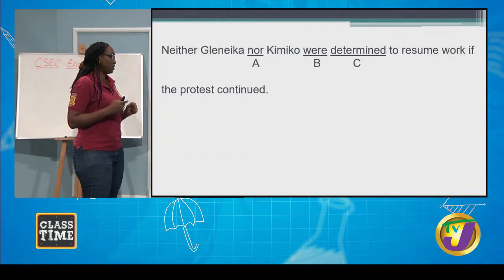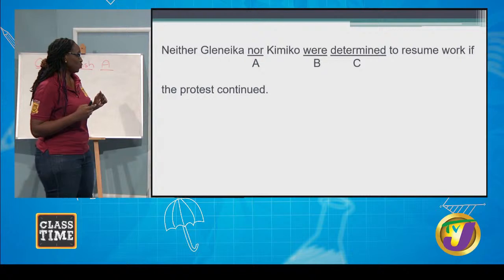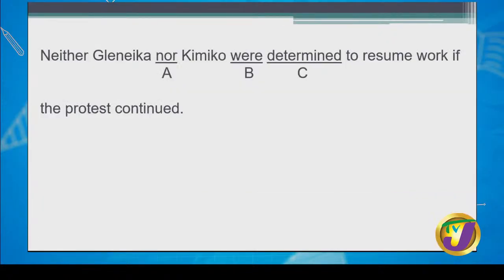Neither Glenica nor Kimiko were determined to resume work if the protest continued. Interesting sentence. Do we have any error? Look very carefully. It's very easy to miss something if you're not looking carefully. And if you say there is an error, you are correct. Now to figure out where the error is.